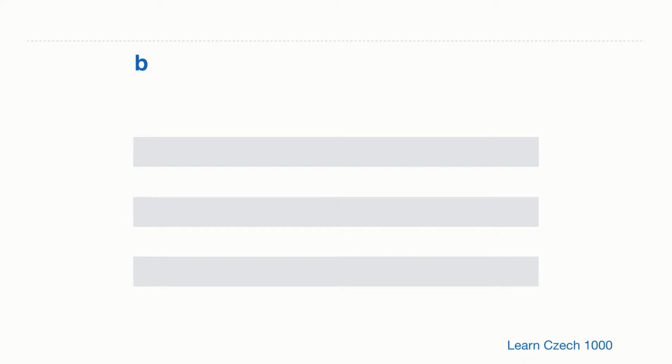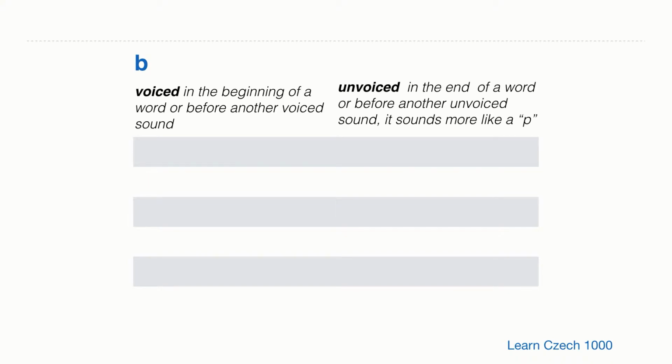The second letter is B. We pronounce B in two ways. First as a voiced sound, B, and second way of pronunciation is as an unvoiced sound, P. We use a voiced sound when the letter B is in the beginning of a word or when it is before another voiced sound, and we use unvoiced sound in cases when the letter B is in the end of a word or before another unvoiced sound.